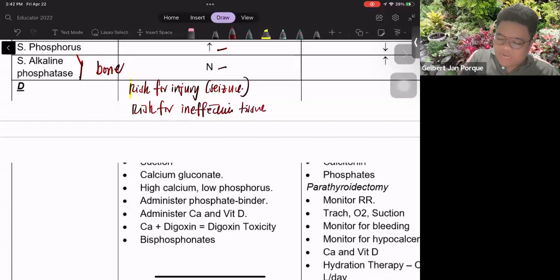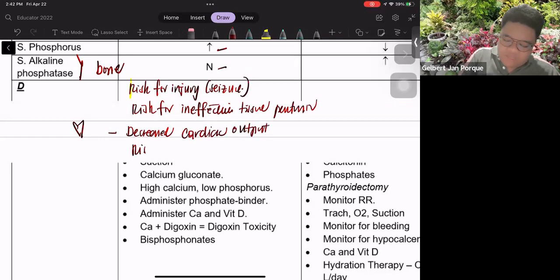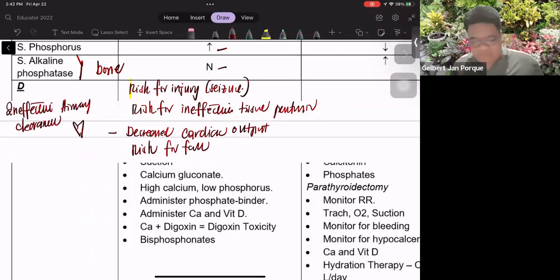Let me finish writing: risk for ineffective tissue perfusion. If the patient already has arrhythmia, class, you could have decreased cardiac output. Okay, class, in the case of tetany, you could also have risk for fall. And then, class, you can even have ineffective airway clearance, related, students, to the laryngospasm that your patient may experience. So there are many possible nursing diagnoses in hypocalcemia.